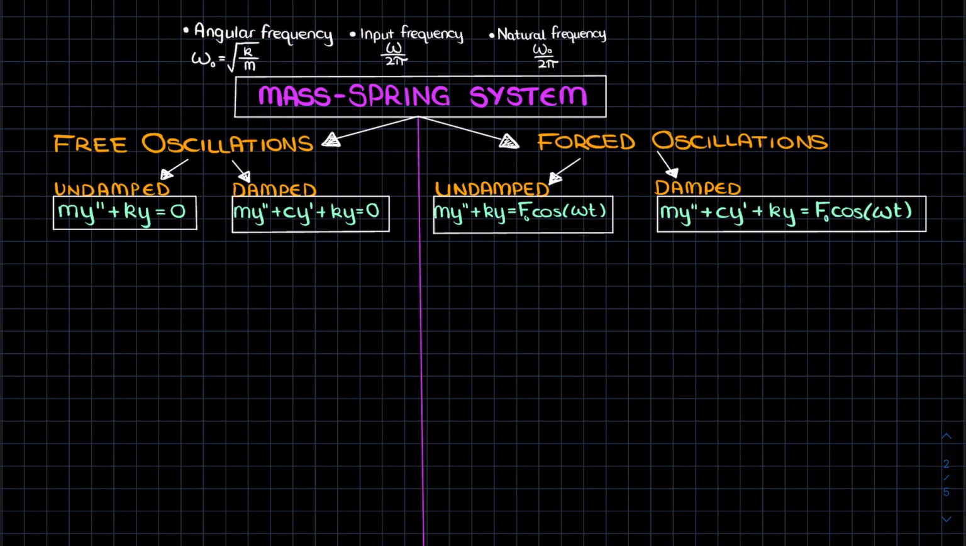In this video, we're going to go through all four of the mass spring system equations. Setting it out like this will help you spot the patterns between them and remember the equations. On the left, you can see we have free oscillations, and on the right, we have forced oscillations.